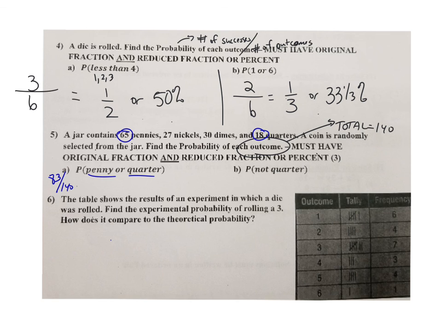So 83 divided by 140 is 59.3%. Now 83 divided by 140 is 0.59. Remember, for percent, you move it two decimal places, so it's 59.28. So I'm going to round that up to about 59.3%.